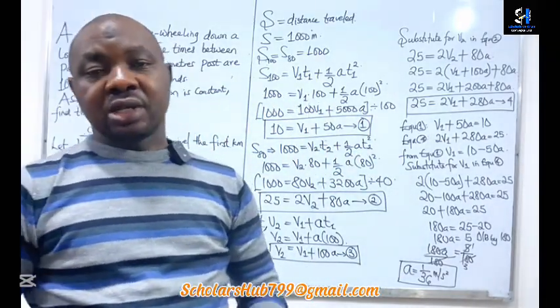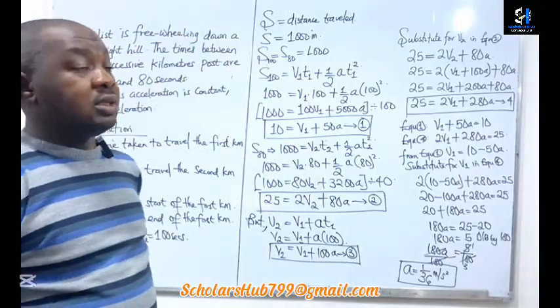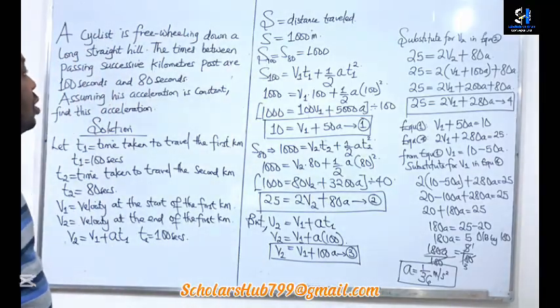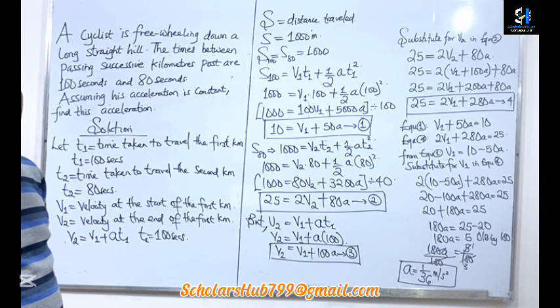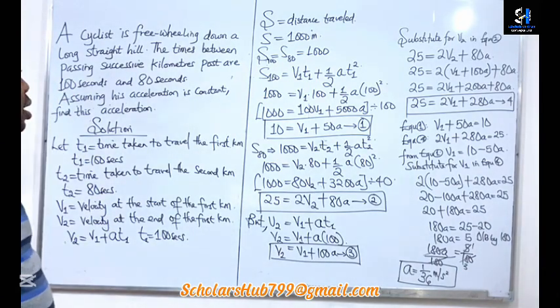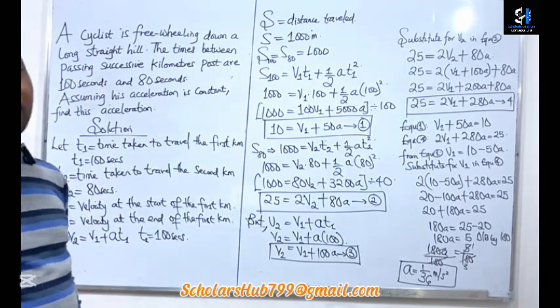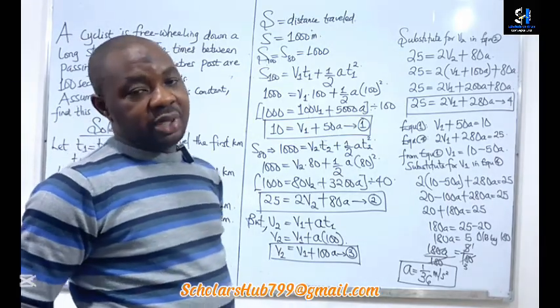That is the acceleration of the cyclist freewheeling down a long straight hill, when the times between passing successive kilometer posts are 100 seconds and 80 seconds respectively.